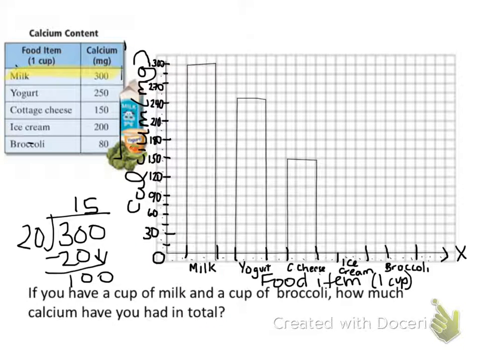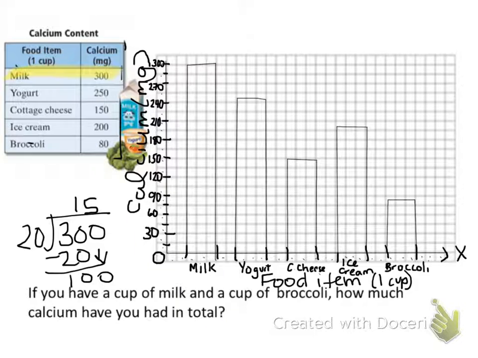Then I have ice cream, which has 200, which is a lot of calcium, which means we can eat ice cream. So this would be 195 would be this line, so it would be just above 195 on my ice cream. And then lastly, it's broccoli, which has 80. So 90 is about there, so I need to be a little bit under 90, but above 75, so it'll be kind of in the middle there.